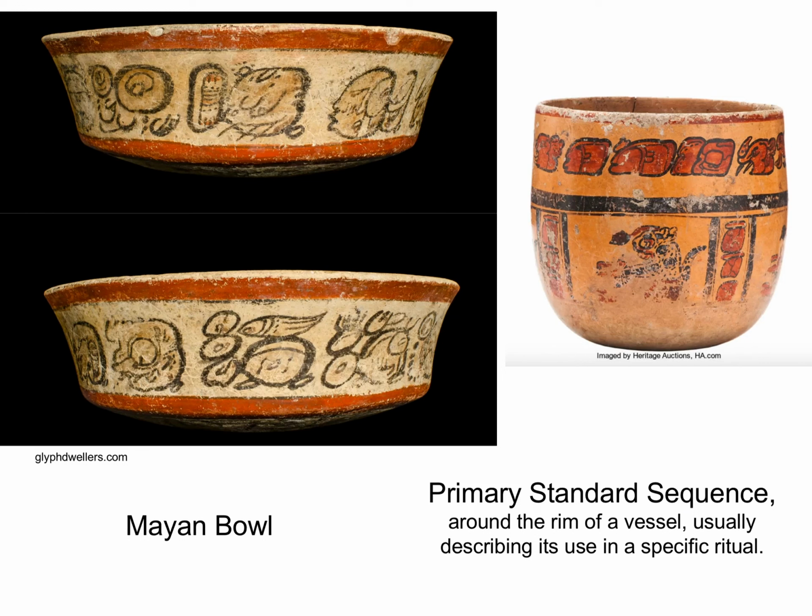One thing to notice about Mayan glyphs is that they are often inscribed around the rim of objects in what we call the primary standard sequence. It usually describes the use of the pot in a ritual, like what it contained, how that material was used, and for what type of ritual, are usually the information contained in the primary standard sequence we find on these types of objects.